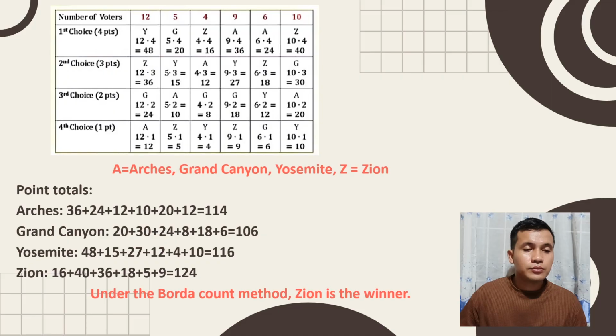So overall, we can see the difference in their points. Clearly, under the Borda count method, Zion is the winner for these choices.